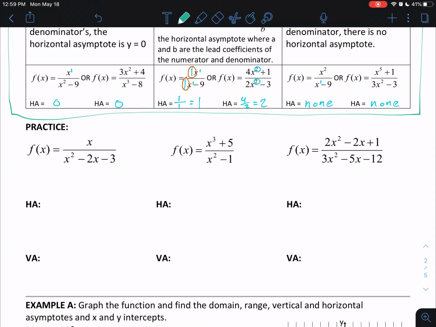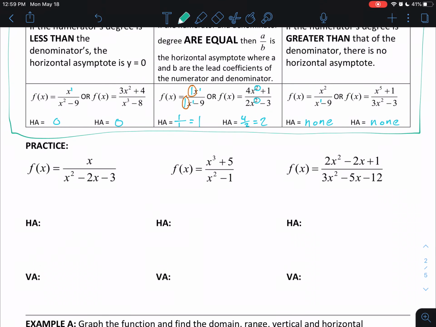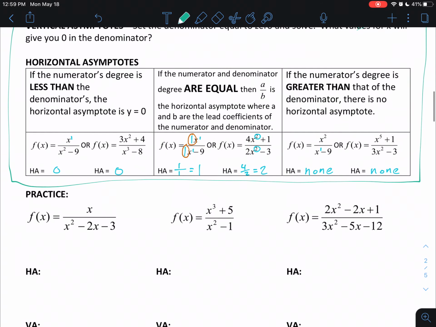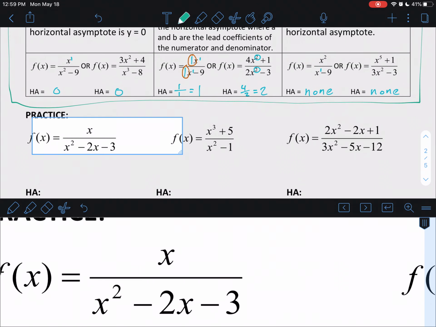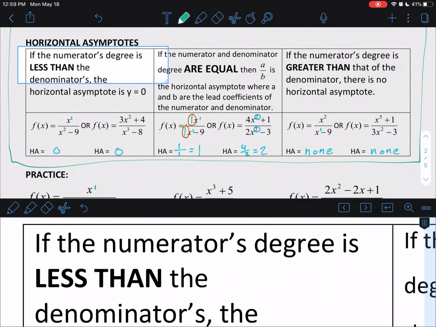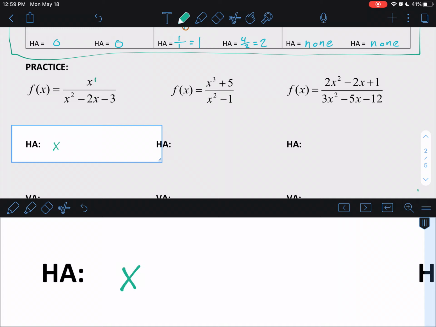So to find the horizontal asymptote of this first one, let's see. The degree of the numerator is 1. The degree of the denominator is 2. So the numerator's degree is less than, therefore the horizontal asymptote is x equals 0. No, horizontal is y. My bad. Horizontal is y equals 0.